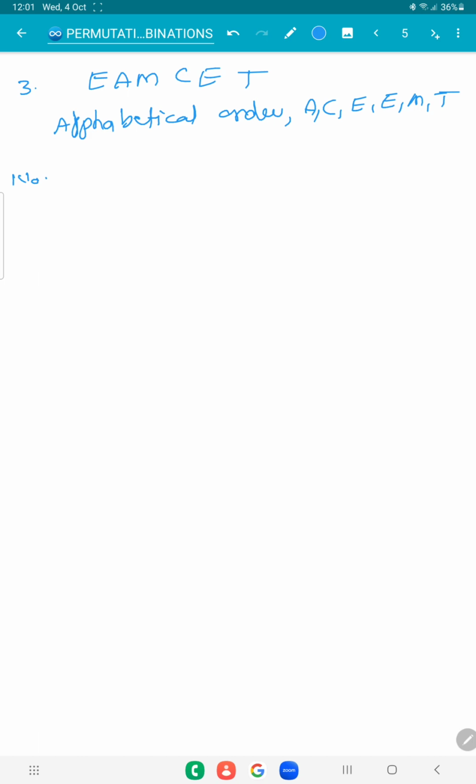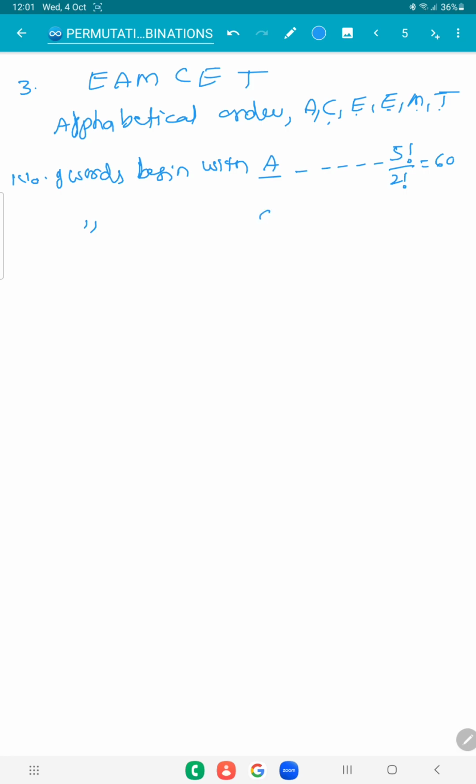So number of words that begin with first A, right? So how many are there? 1, 2, 3, 4, 5. Remaining 1, 2, 3, 4, 5, right? Out of these 5, 2 E's are there, right? When similar things are there, we have to divide by 2 factorial. That is equal to 60.